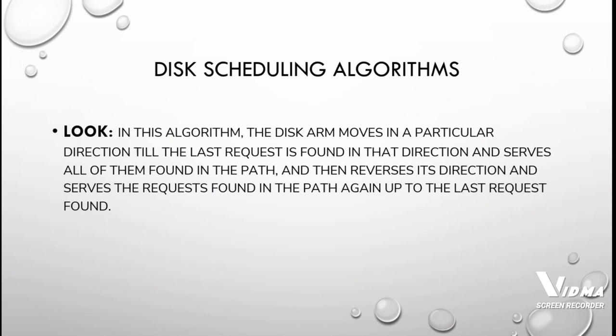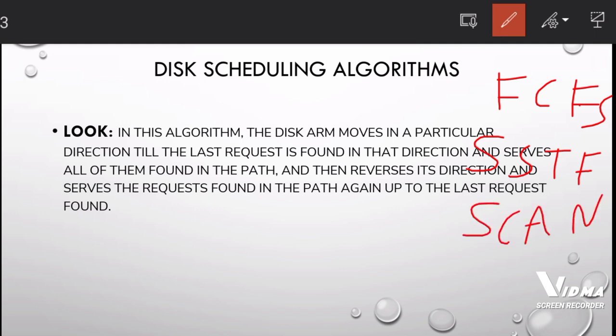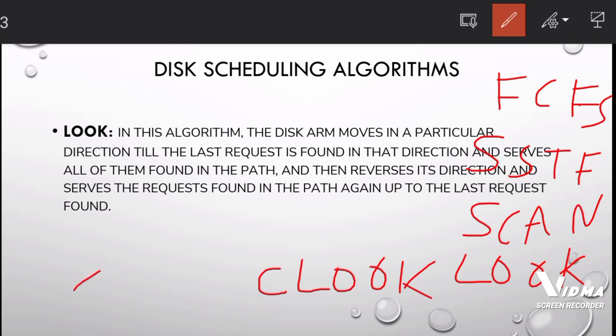So the basic goal of disk scheduling algorithms here is that we want to minimize the service time. To do that, we have different methods. First is FCFS, first come first serve. Second is SSTF, shortest seek time first. Third is SCAN. Fourth is LOOK, and fifth is C-LOOK, and one more is C-SCAN.